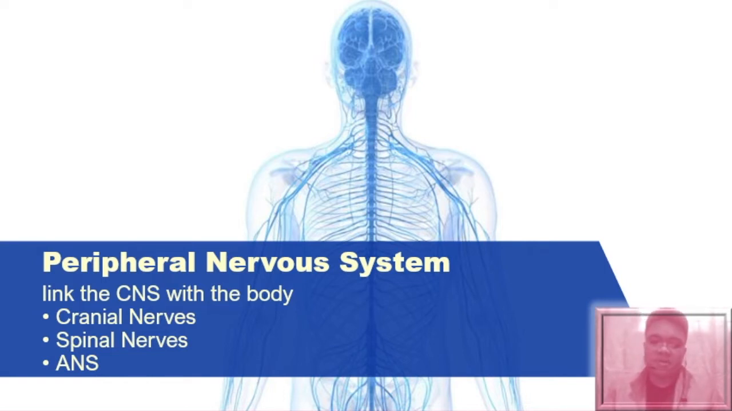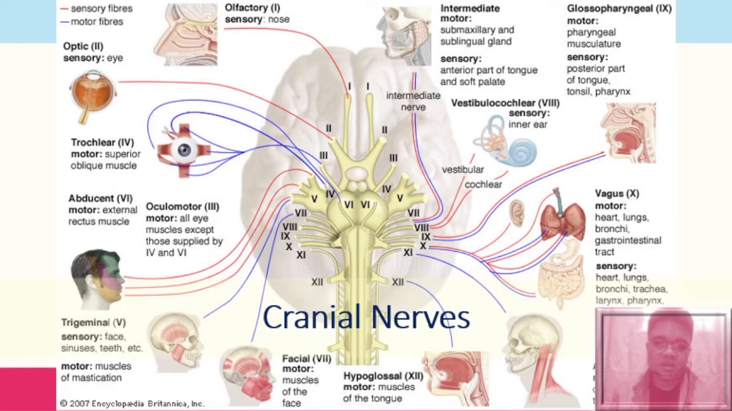Now, your peripheral nervous system. The main role of your peripheral nervous system is to link the central nervous system to the rest of the body. It will be the one linking your brain and your spinal cord to the rest of the body. So your peripheral nervous system is composed of the following: you have your cranial nerves, your spinal nerves, and then your autonomic nervous system. Now, recall that you have your 12 cranial nerves.